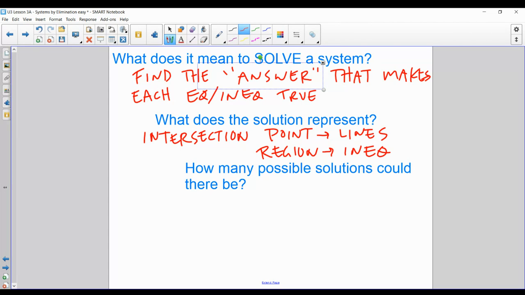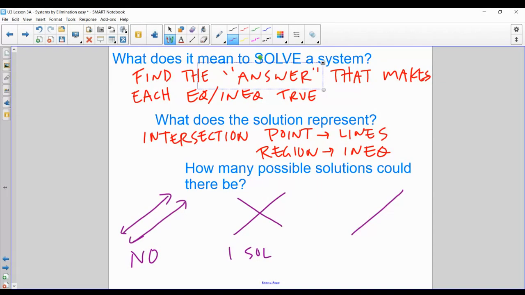So how many possible solutions could there be? Well, remember what we said with this before. I can have parallel lines and have no solution. I can have intersecting lines and have one solution, or I could have a line that is the same as another line, so those are right on top of each other, and then I would have infinitely many. Okay?